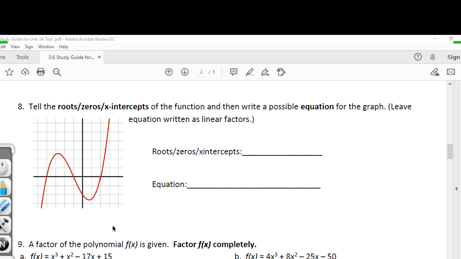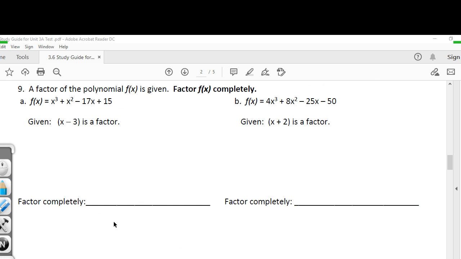All right, let's go try number 9. Here's where the fun is. All right, number 9, they have given me a factor, okay, but they are asking me to factor the equation completely. So f of x equals x cubed plus x squared minus 17x plus 15, and they've given me x minus 3 is a factor.